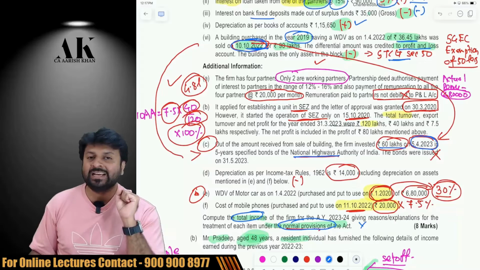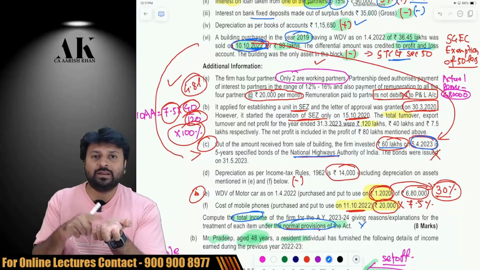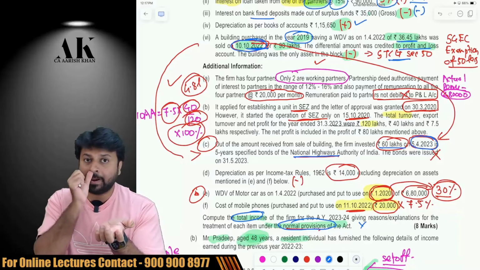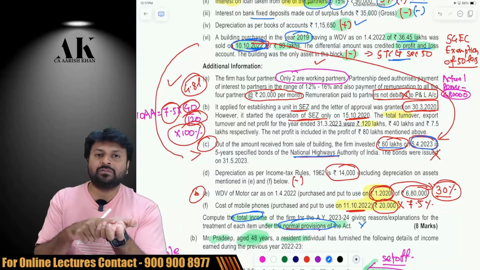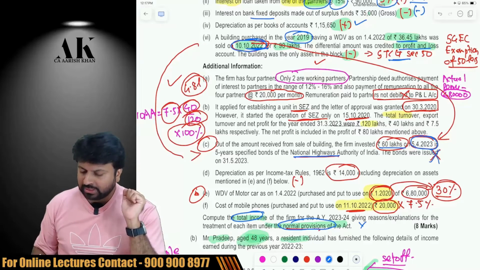The answer is yes. If you sell a building which is long term, if you sell a land which is long term, then you can claim exemption under 54EC if you invest within 6 months from the date of transfer. Now, when the bonds are issued, that is not relevant.